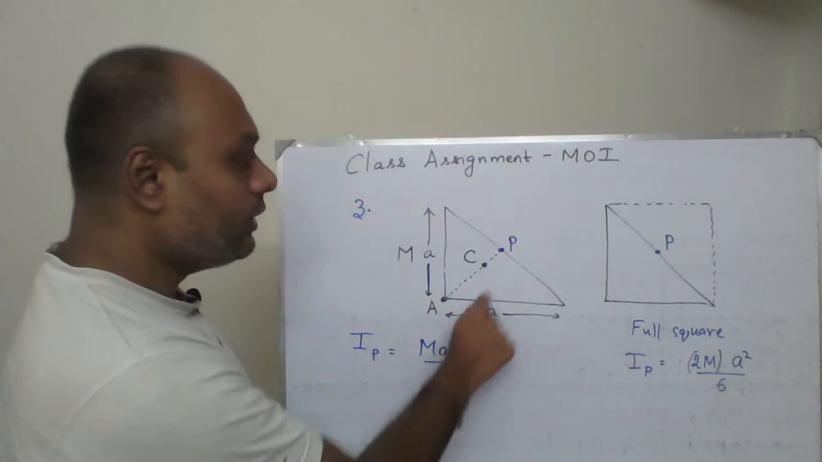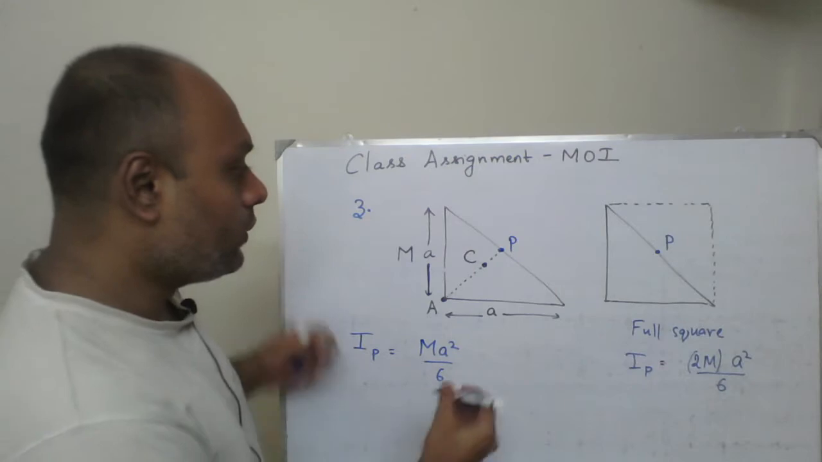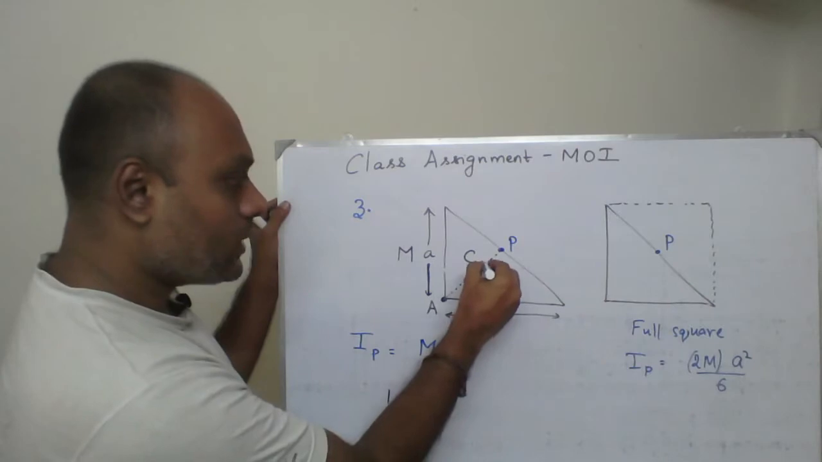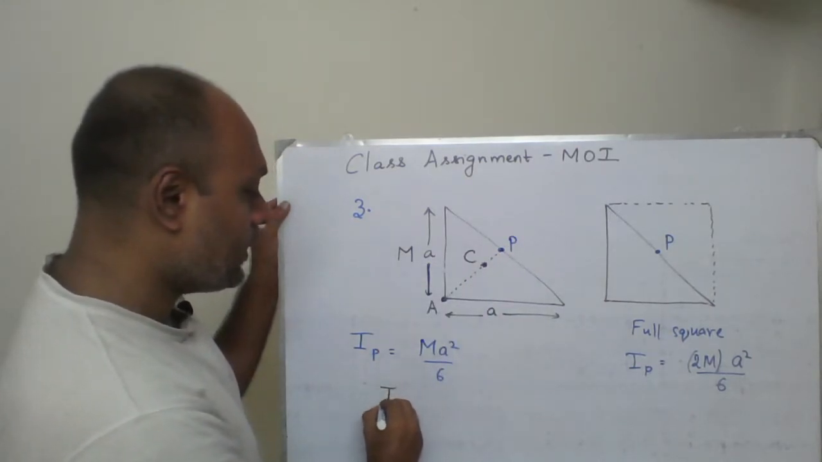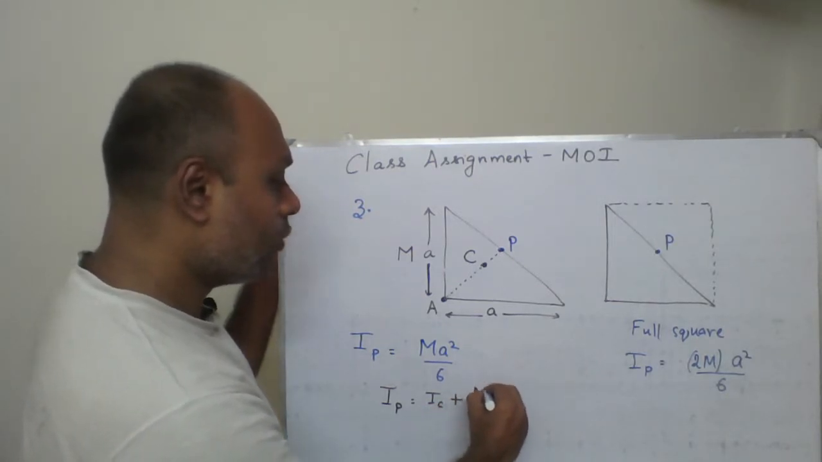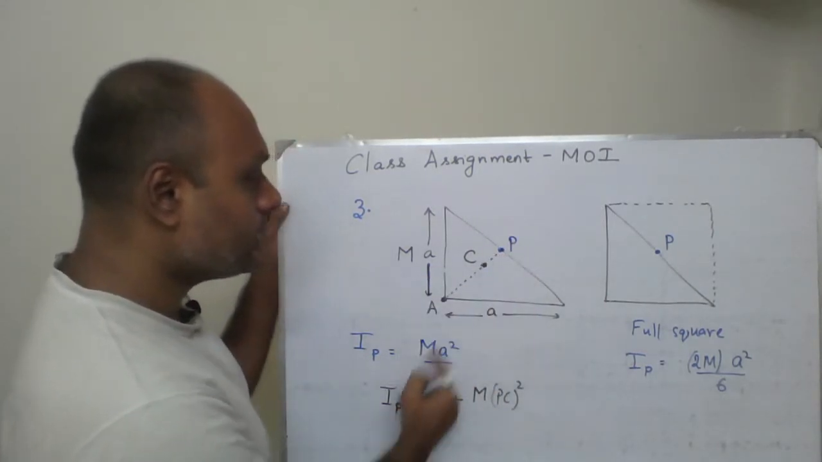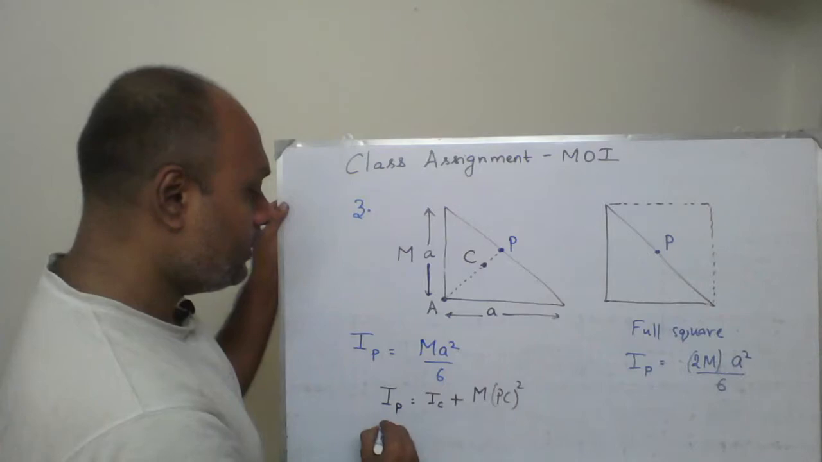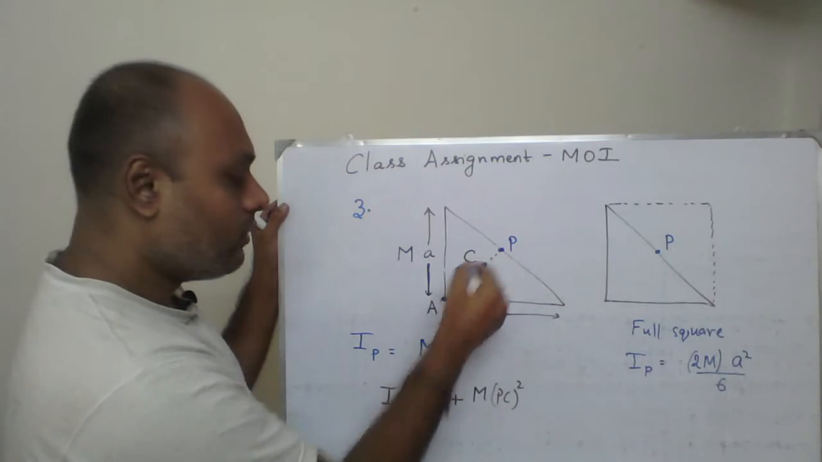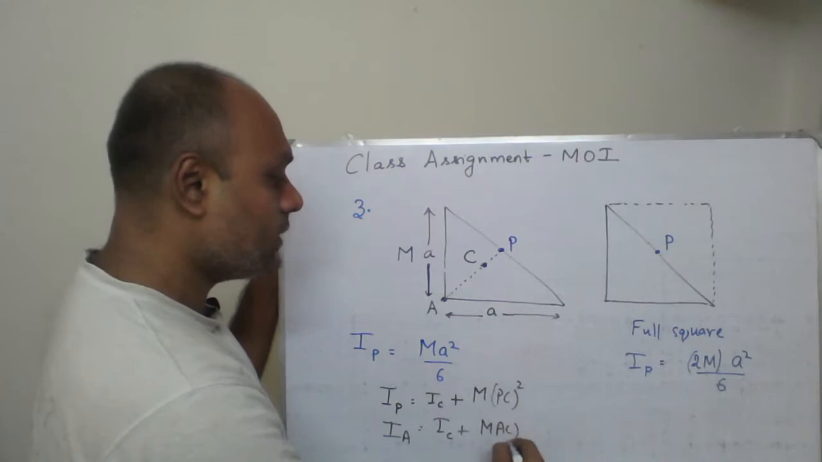Now having obtained moment of inertia for the triangle about axis passing through point P, I will write parallel axis theorem like this. Between P and C, I can write, because C is center of mass, IP equal to IC plus M into PC square. That is the parallel axis theorem between axis passing through P and C. Similarly, I will apply parallel axis theorem between A and C. So I will write moment of inertia about axis passing through A will be equal to moment of inertia about axis passing through C plus M into AC squared.